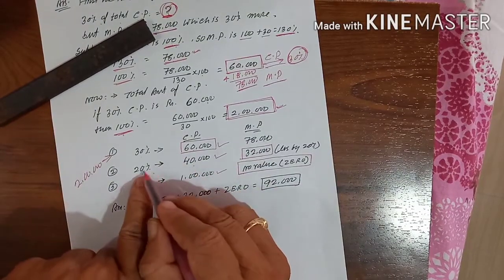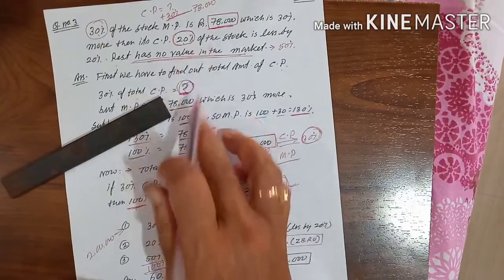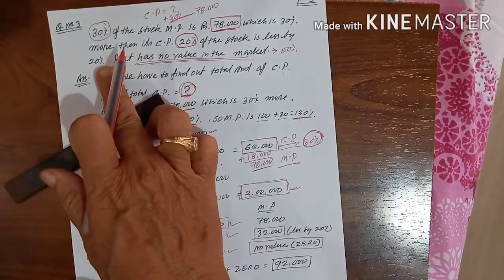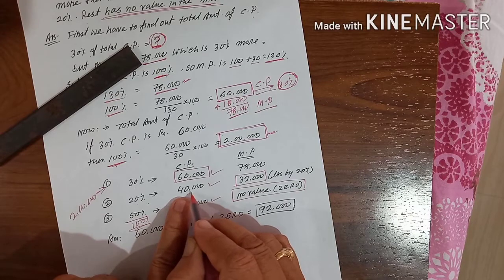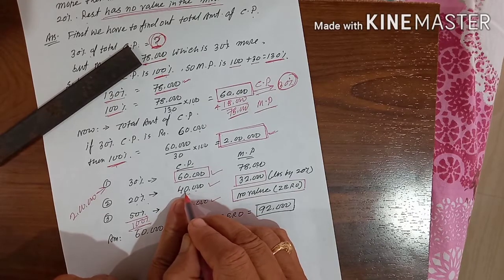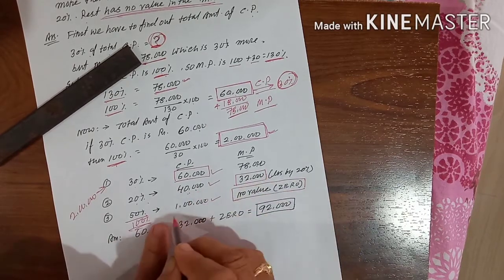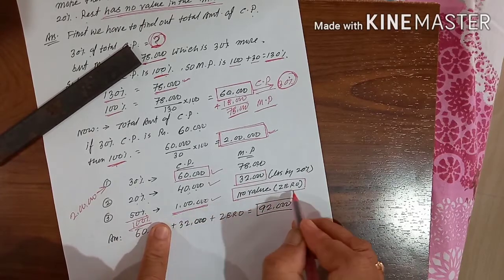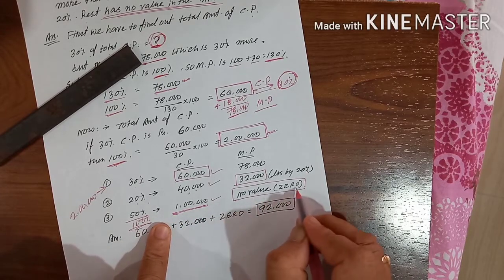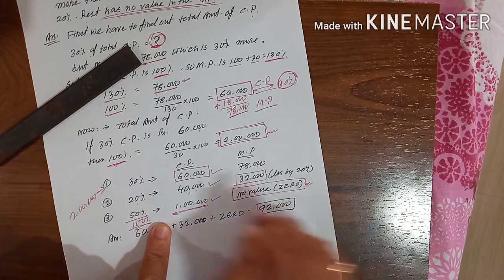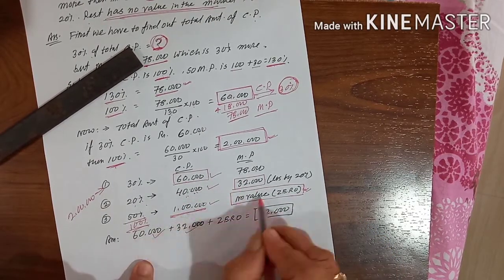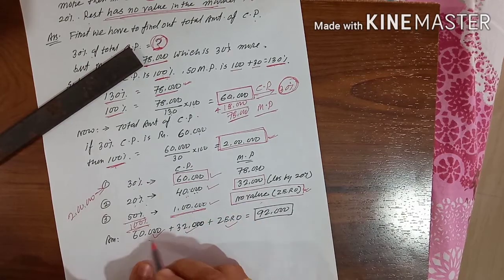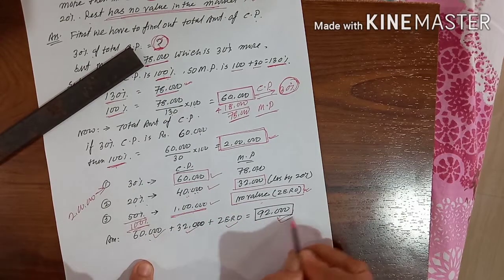This 40,000, which is 20%, is given as 20% of the stock is less by 20%. So it is 40,000 minus 8,000, which is equal to 32,000. And the rest is 1 lakh, which has no value in the market. No value in the market means it has zero value. Now out of these, 78, out of these, 32, and out of these, 0. So 60 plus 32 is equal to 92,000, which is your answer.